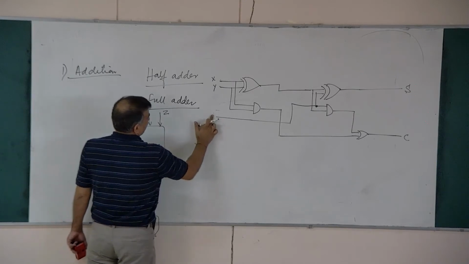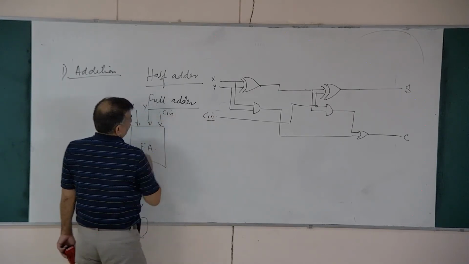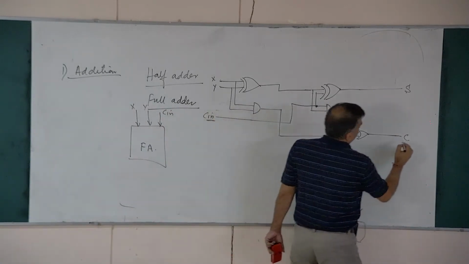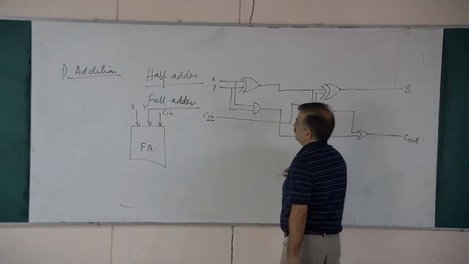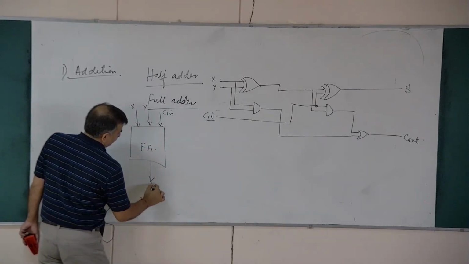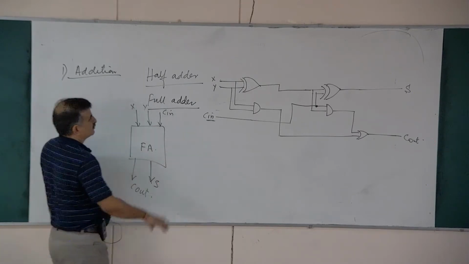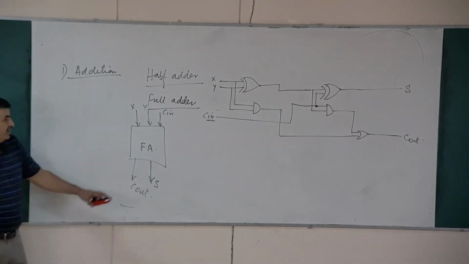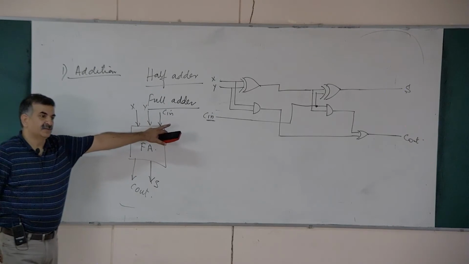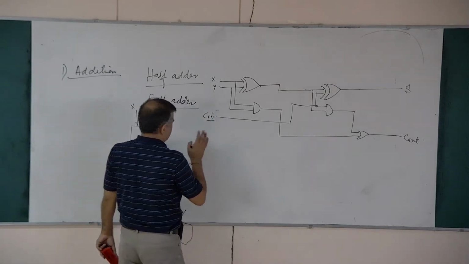If I rename this, I will say this is C in, this is C in. If I say this is C out to differentiate, so I have two outputs like sum and C out. So it becomes a full adder. Now how does this full adder work? It works similarly to a half adder.